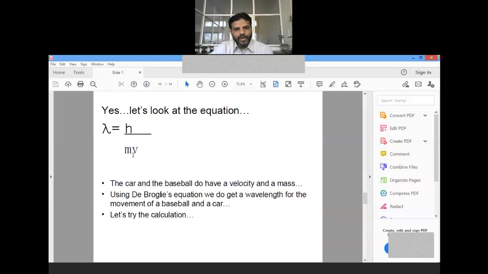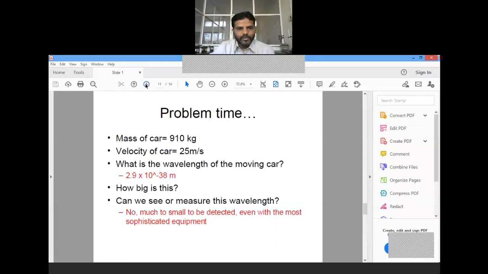Now go for the equation. Lambda is equal to h upon mv is the equation for de Broglie's. The car and baseball have velocity as well as mass. Applying de Broglie's equation, we get a wavelength for the moving particle, the wavelength of the car and of the baseball. Now go for solving the problem. What is the mass of the car? Consider that the mass of the car is about 910 kilograms.